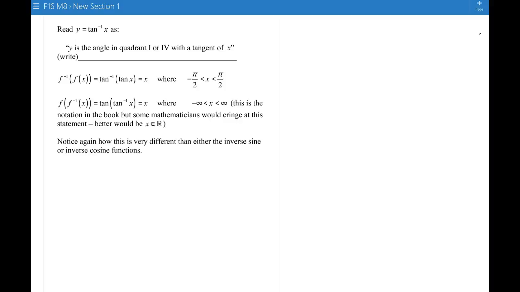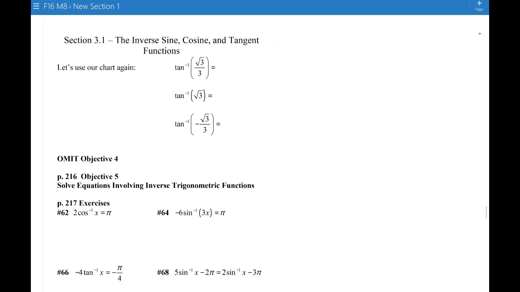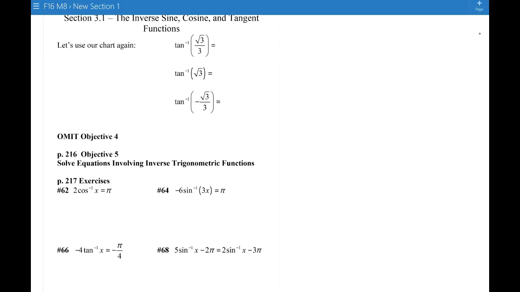And I want you to practice writing that. So f inverse of f of x can be written tan inverse of tan x, and that's x. And here the x has to be between negative pi over 2 and pi over 2. And then if we do it in the other order, and we're doing tan inverse first, then x can be any real number. So notice again that this is very different than the inverse sine and inverse cosine. So let's use our chart again, and we'll work on these in class together.